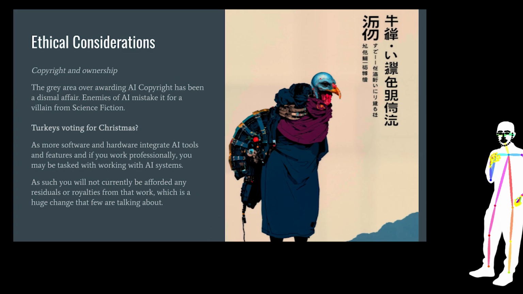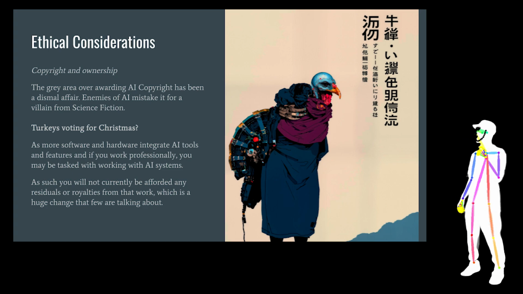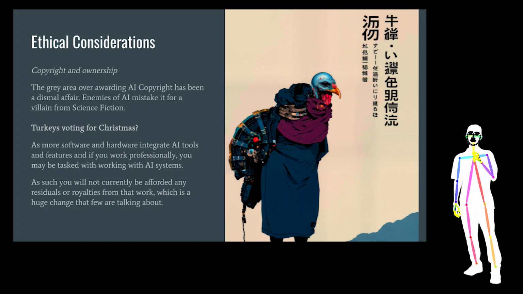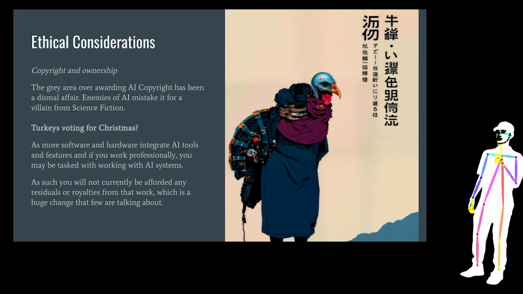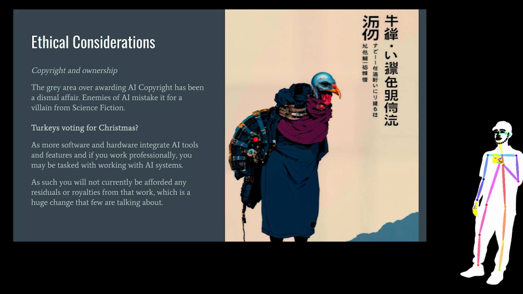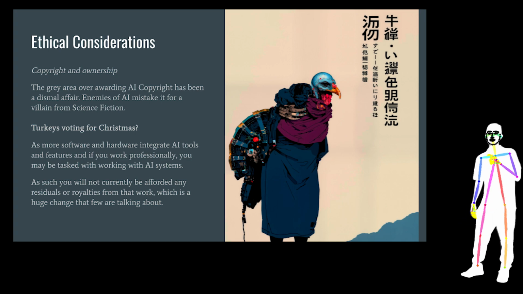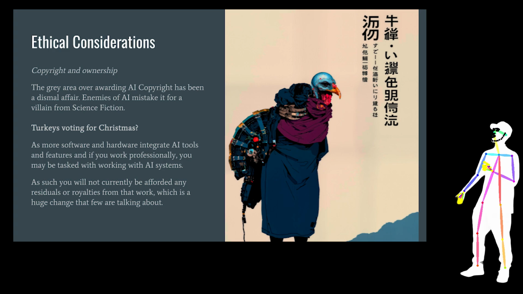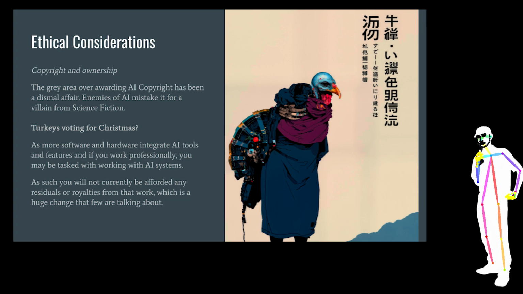All right. So, copyright and ownership. The grey area over awarding AI copyright has been a dismal affair. Enemies of AI mistake it for a villain from science fiction. A lot of people have this doom and gloom thing like Terminator. You know, it's going to be Terminator, or it's going to be RoboCop with his hidden directive, right? It's going to be something like that. But it's going to be a person typing something. That's what it always is.